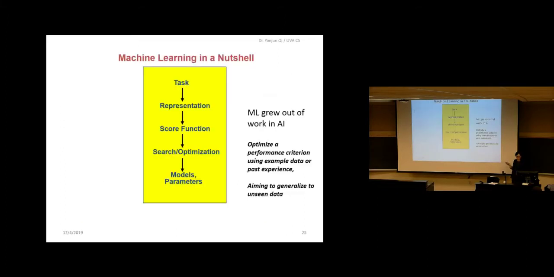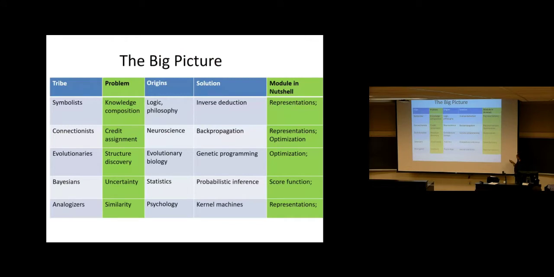All right, so again, in a nutshell, we talk about five tribes. We haven't even touched the modules. Let's now put the five tribes into our five-module nutshell view. If you think about it, in the end, what they focus on is representation. They represent world knowledge from logic.